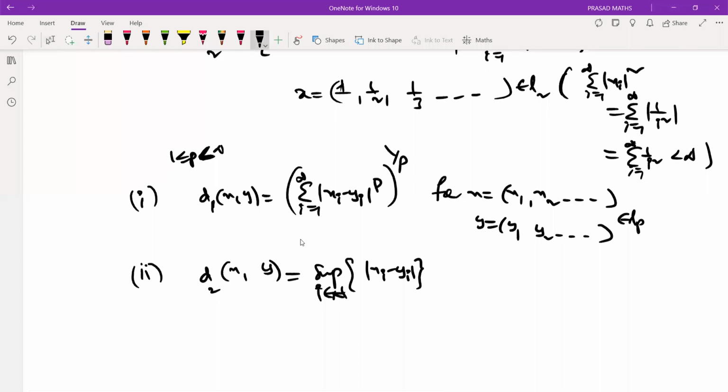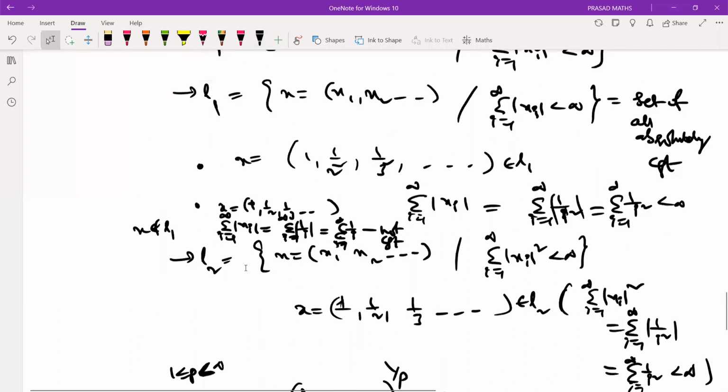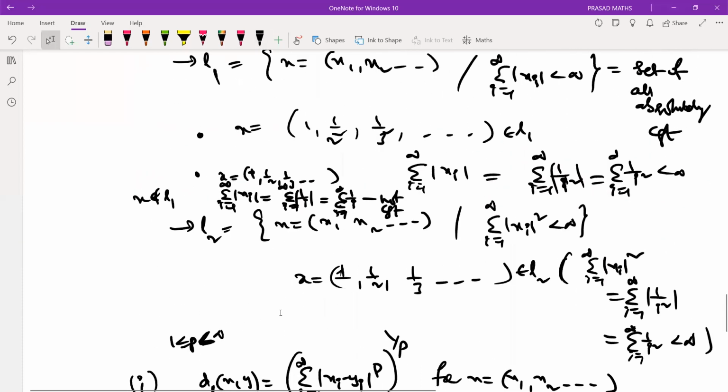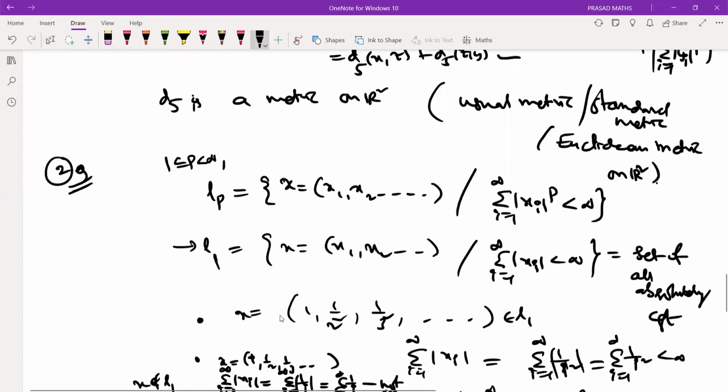Okay, so this is about LP. See, we are taking p as an element that lies between 1 to infinity. Why don't you take p from 0 to 1? Why don't you take p negative? This is the definition.